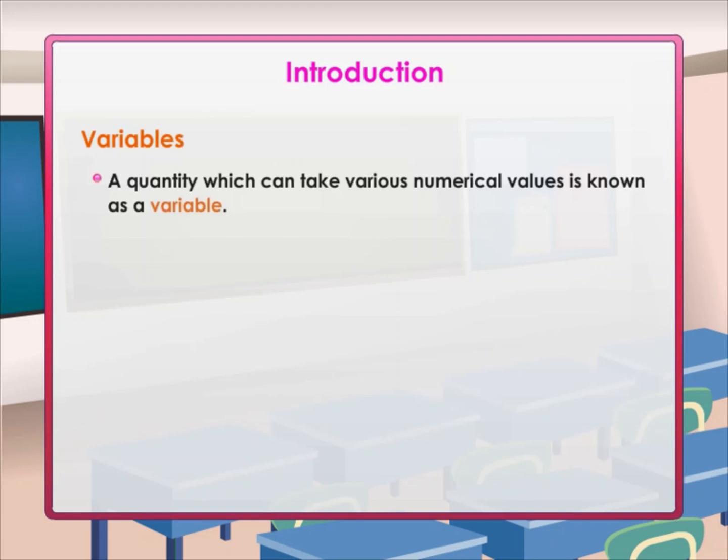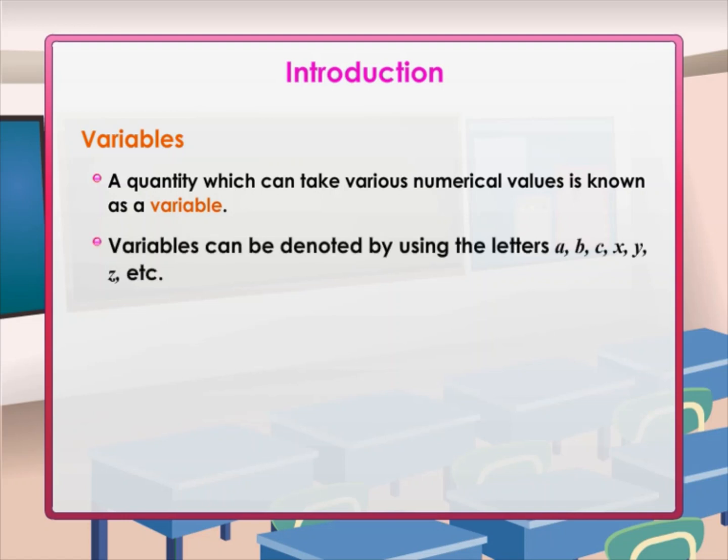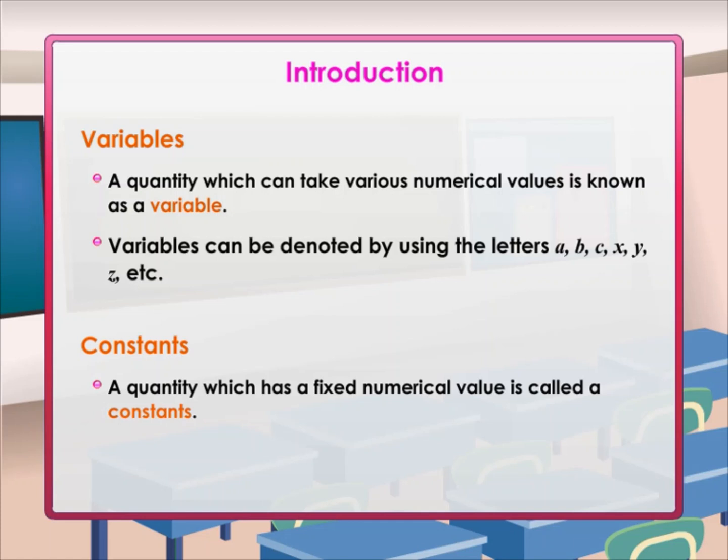Variables. A quantity which can take various numerical values is known as a variable. Variables can be denoted by using the letters a, b, c, x, y, z, etc. Constants. A quantity which has a fixed numerical value is called a constant. Example: 3, 25, 8.9, 13, minus 12 are constants.